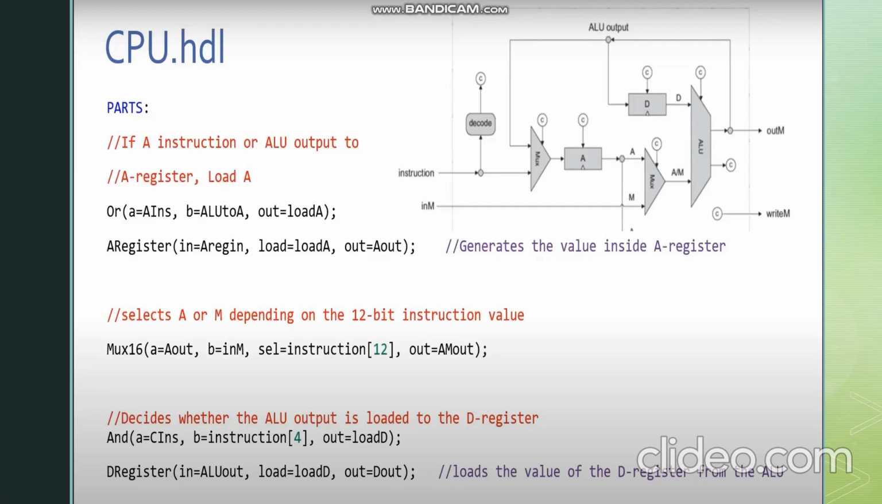Next is another MUX16, which takes in the output of the A register and the value that is currently selected in the data memory register, inM. This will select which one to output, A or M. Either A or M will be fed into the ALU depending on the 12-bit instruction value. The AND gate is employed to determine whether the ALU output is loaded to the D register. The D register is then implemented to load and store the value from the ALU.